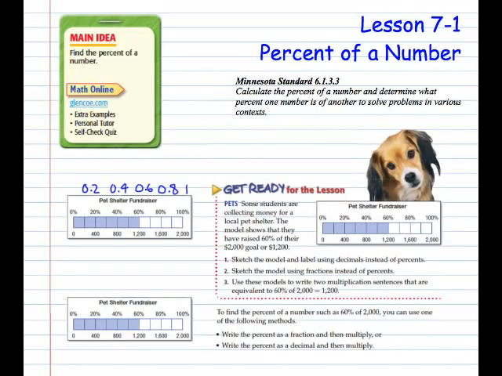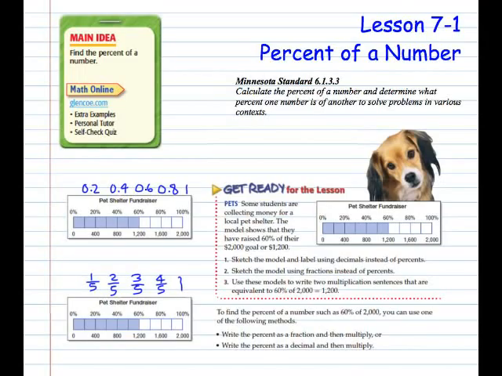As fractions, 20% is 20 out of 100, which is 1/5. 40% is 40 out of 100, or 2/5. 60% is 60 out of 100, or 3/5. 80 out of 100 is 80%, or 4/5. And 100% again is 1. You could write it as 5/5 or whatever you want. So number 1 with decimals, number 2 with fractions.